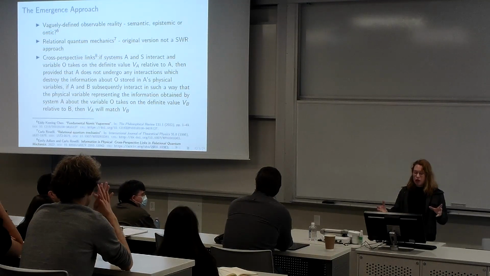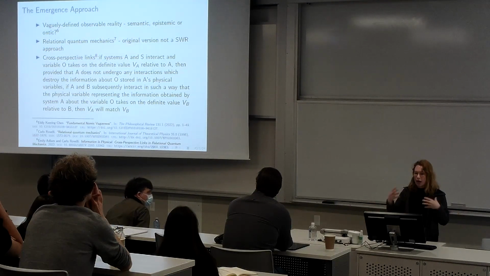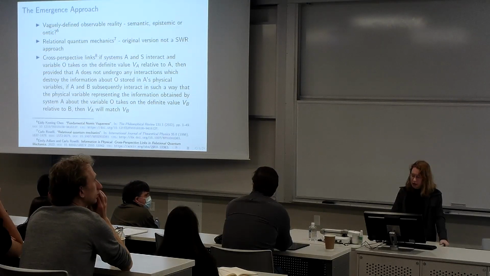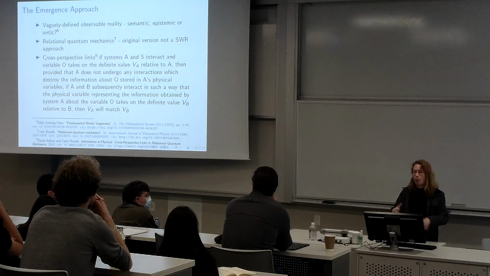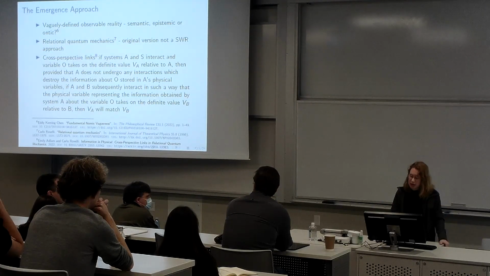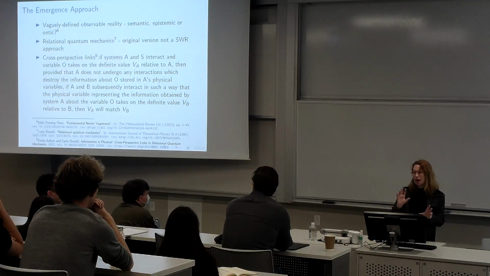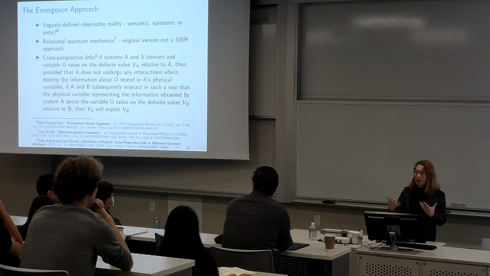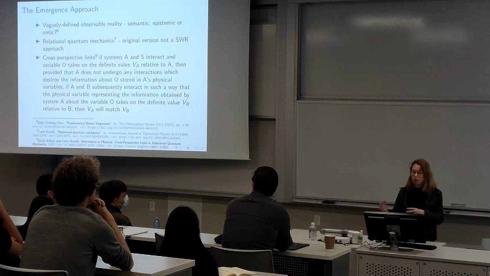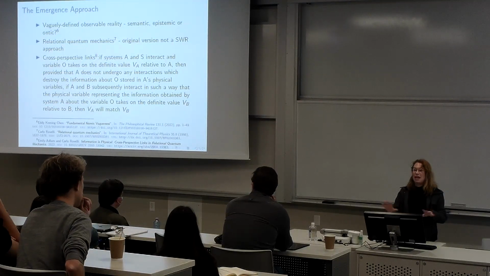So in that picture, once we add cross-perspective links, imagine a community of observers undergoing constant interactions. In the process of those interactions, they will come to share a well-defined and unique reality based on the information that is passed on and shared between them in those interactions. So we have a sort of interesting, slightly participatory picture where there is a unique real world, but it is sort of brought into being by the interactions between agents rather than being a pre-existing stage on which they live.